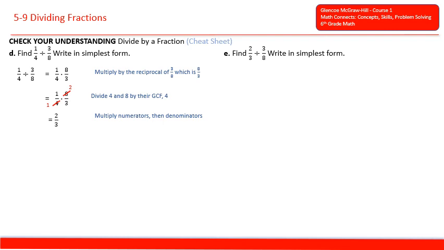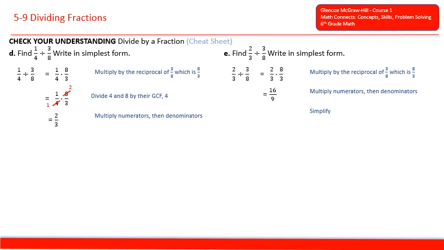Find 2/3 divided by 3/8, write in simplest form. So we will change the division to multiplication, and we will take the reciprocal of 3/8, which is 8 over 3. And now we have 2/3 times 8/3. And if we multiply across, 2 times 8 is 16, 3 times 3 is 9, and we can rewrite that improper fraction as a mixed number of 1 7/9.